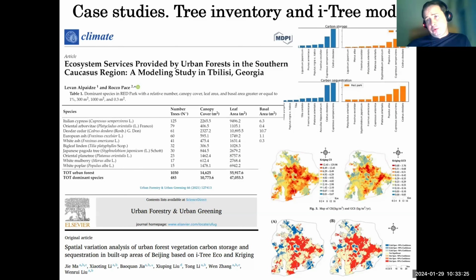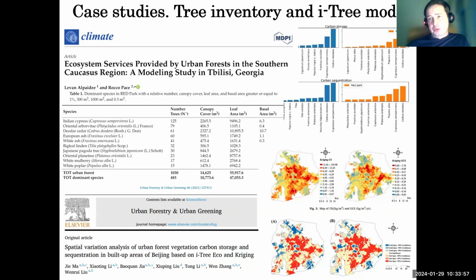Well, this is another approach, but more or less about the same thing. It's kind of the next step. This is the i-Tree model developed by David Nowak from USDA, I think, from the Forestry Department. And this model is very popular among urban ecologists, let's say, because it actually allows estimating ecosystem services for urban green infrastructure.